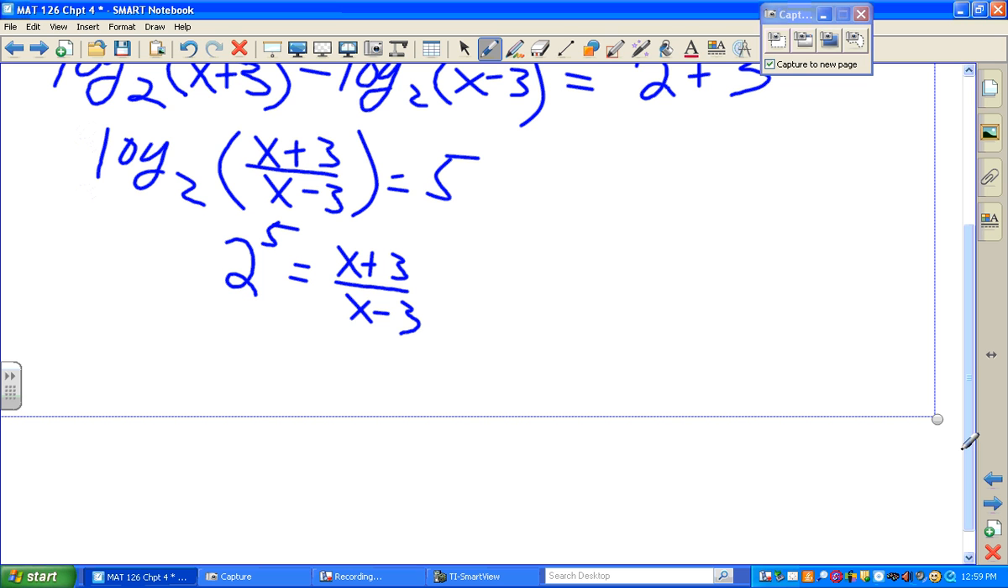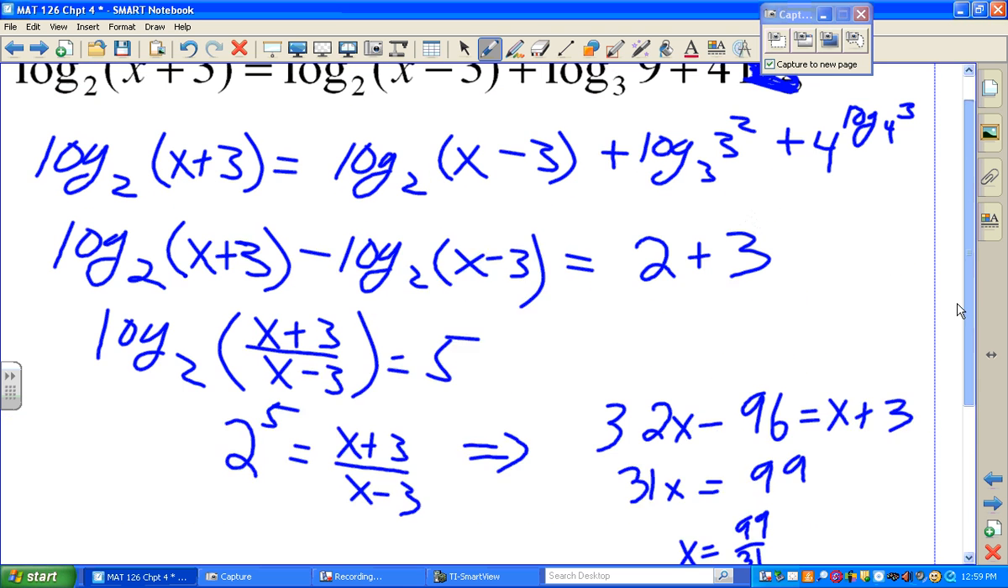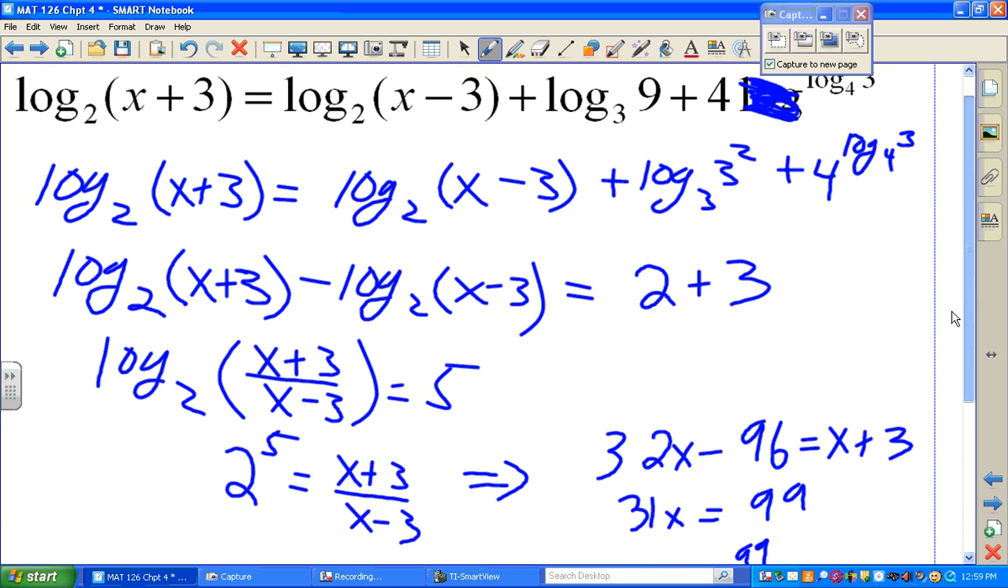Let's see, 2 to the 5th, 16 is 4, 32, right? 32x, 32 times 9 is 96. Yep. So 31x equals 99? 99 31st? Does that work? Sure. Oh, it makes it positive, so sure.